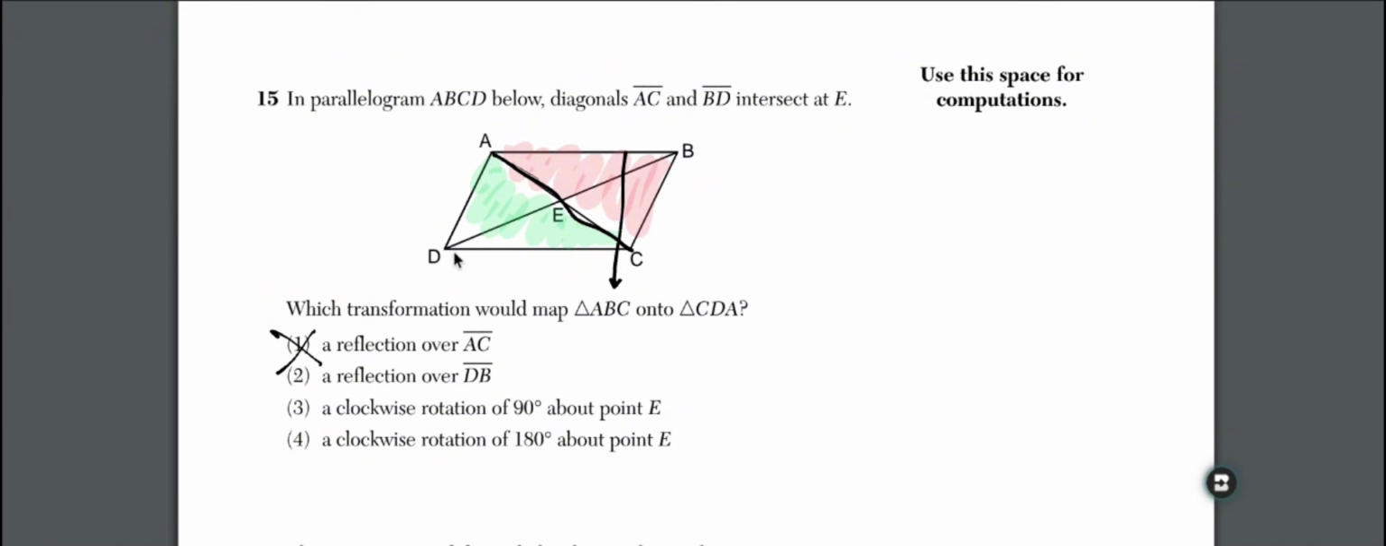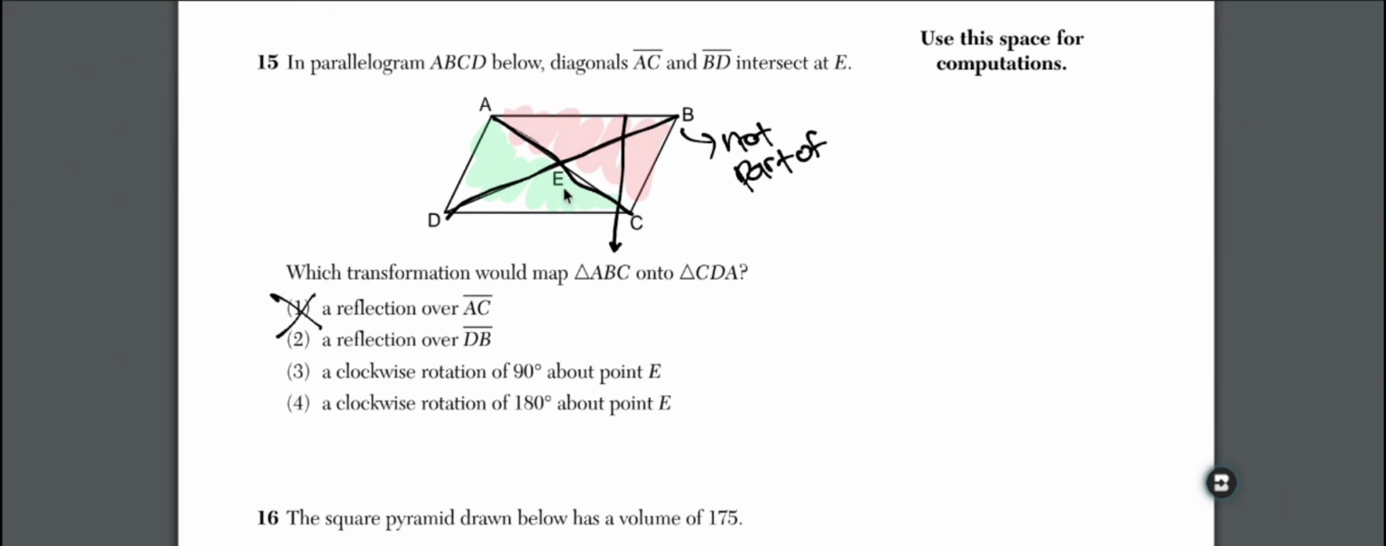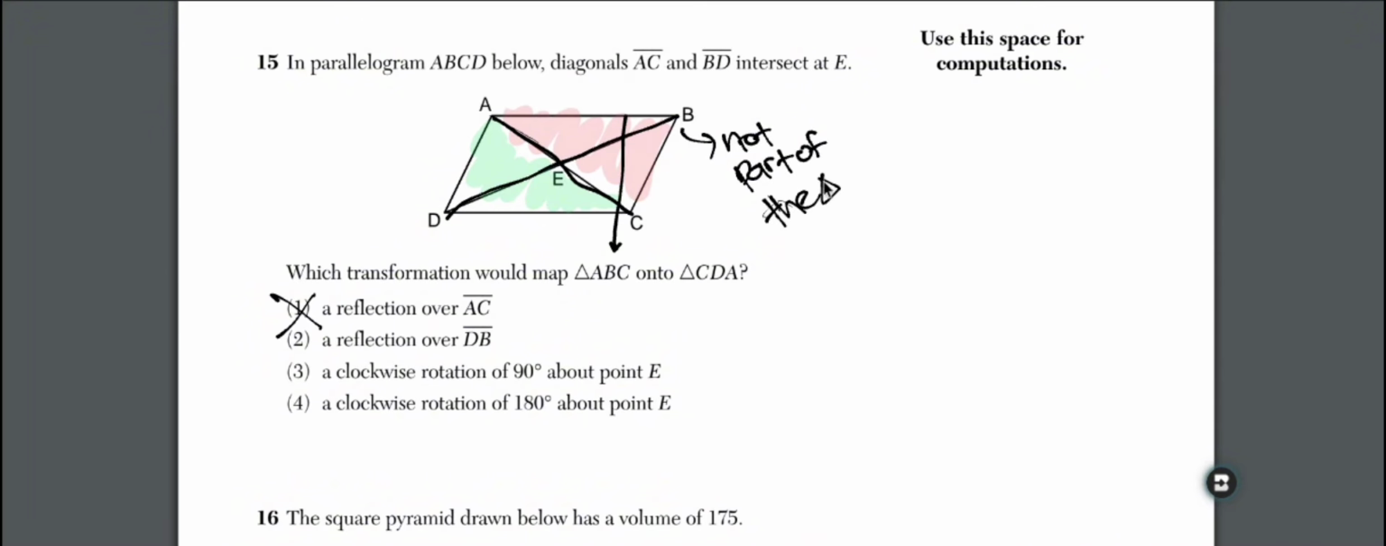Now it says a reflection over DB. Well, already that is not part of the triangle. It's already not part of the triangles I'm asked about. So when it says line reflection over DB, it's not part of the triangles I'm asked about. So I know already that cannot be the answer. So I'm going to cross it out too.